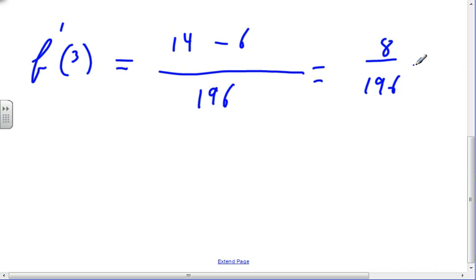4 ought to go into both of those, right? 4 goes into 8 2 times. That was good. 4 goes into 196 49 times. So 2 over 49. That's not right, is it? Yes, it is. Wow, that's right. All right. Lucky guess.